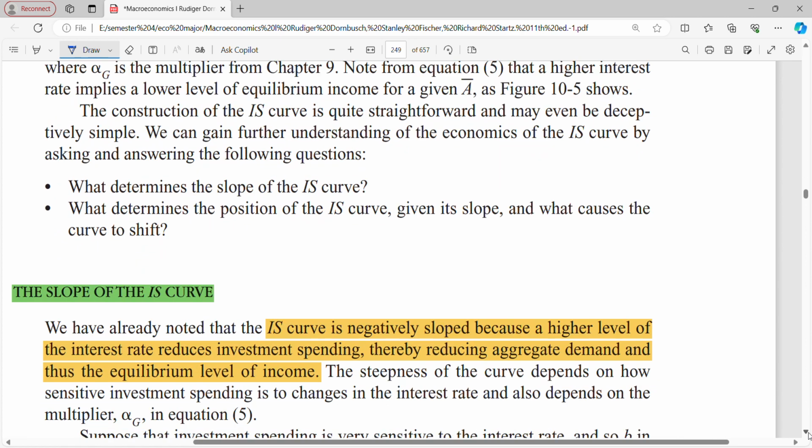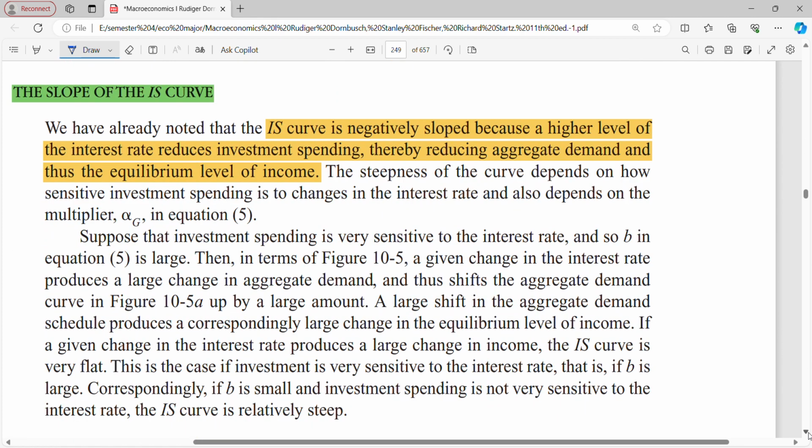Next is the slope of the IS curve. I think it will be better if I take the slope of the IS curve in the next class. The video is getting lengthier, that's why.